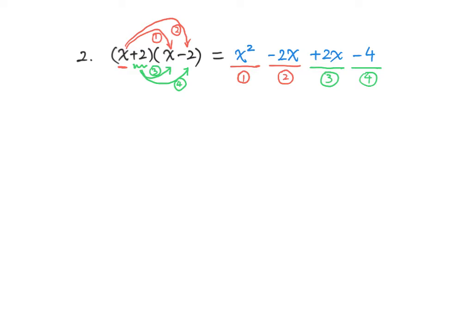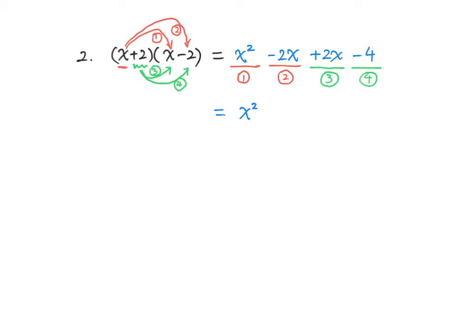Okay, among these 4 terms, obviously x squared, only one term, just copy it down. But the second term and the third term, they are like terms. They both have x and the powers are both equal to 1. Negative 2x plus 2x, so they just cancel each other.